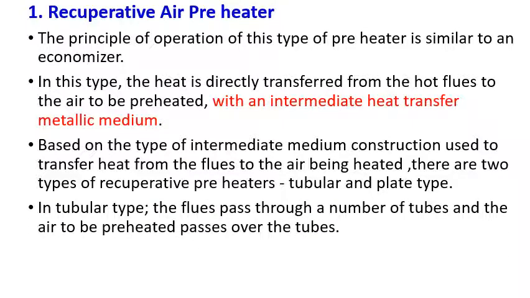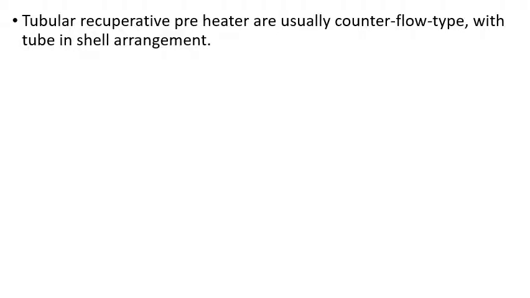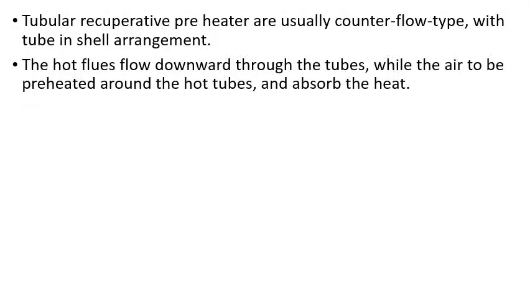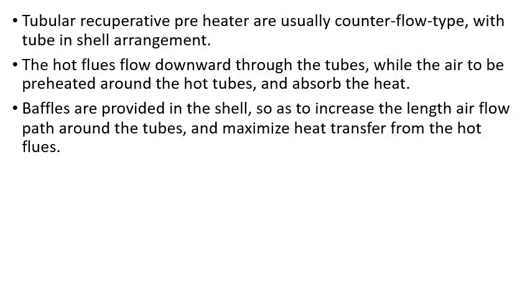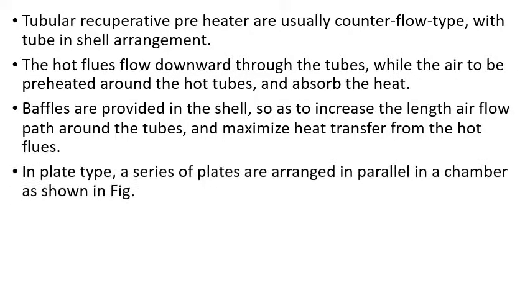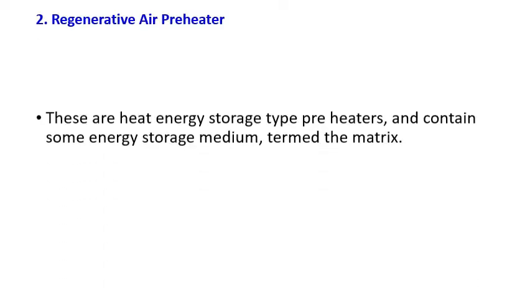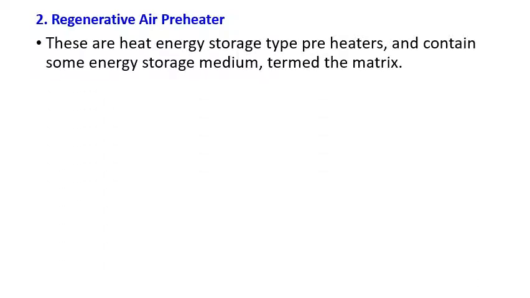In the tubular type, the flue gas passes through a number of tubes and the air to be preheated passes over the tubes. So in the tubular recuperative type, it is counterflow. What is meant by counterflow? In counterflow, the flue gas and air move in opposite directions, right? That is used in the shell arrangement. The hot flue gases flow downward through the tubes while the air to be preheated flows around the hot tubes and absorbs the heat. As we discussed earlier, baffles are provided, and in the plate type, a series of plates are arranged in the chamber.